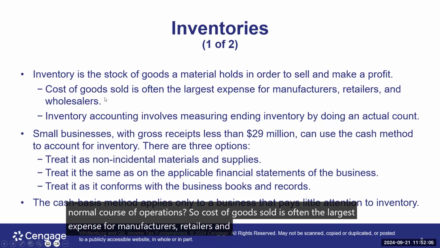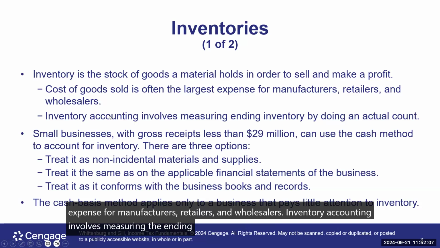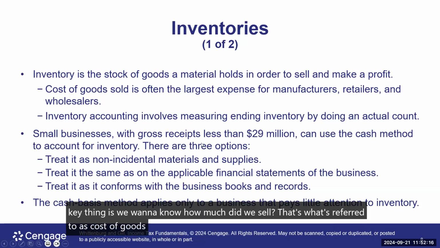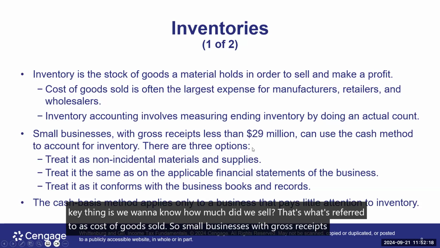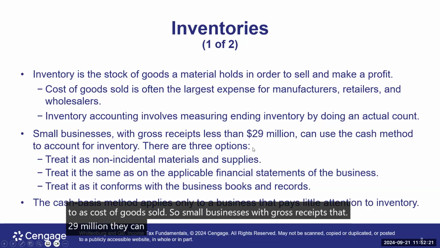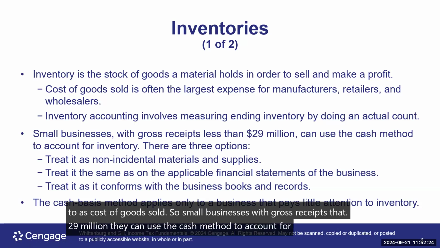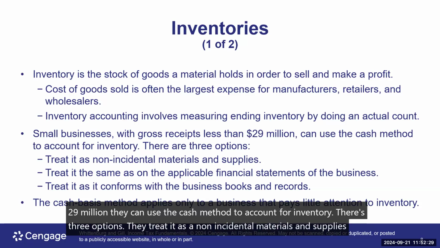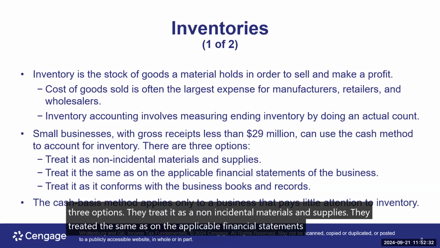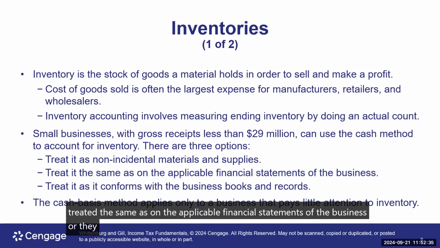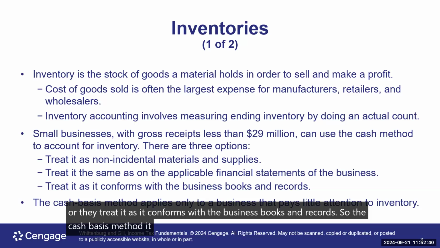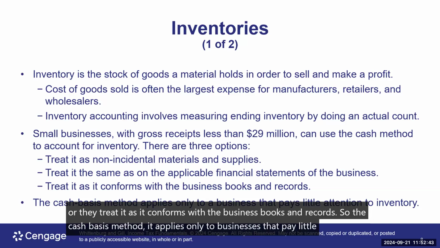Inventory accounting involves measuring the ending inventory by doing an actual count. So the key thing is we want to know, how much did we sell? That's what's referred to as cost of goods sold. Small businesses with gross receipts of less than 29 million can use the cash method to account for inventory. There are three options. They treat it as non-incidental materials and supplies, they treat it the same as on the applicable financial statements of the business, or they treat it as it conforms with the business books and records. The cash basis method applies only to businesses that pay little attention to inventory.